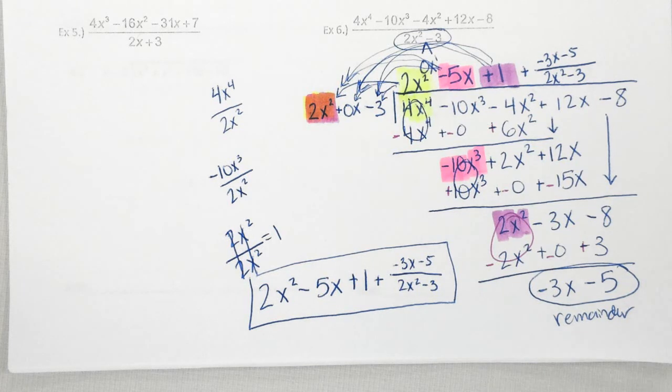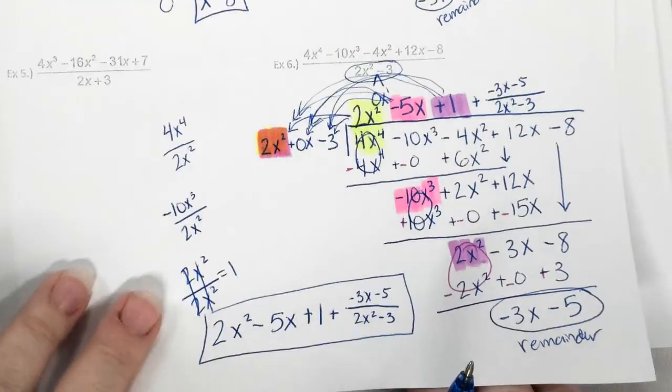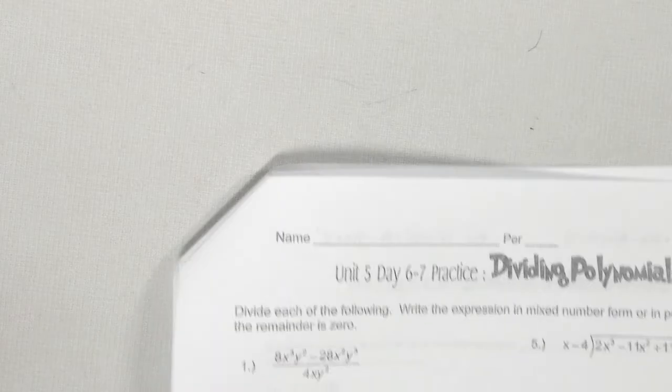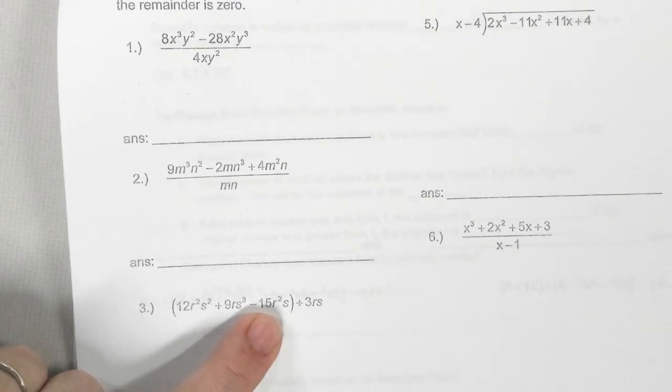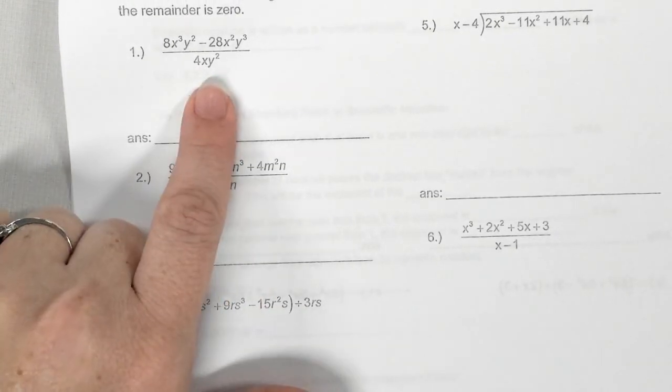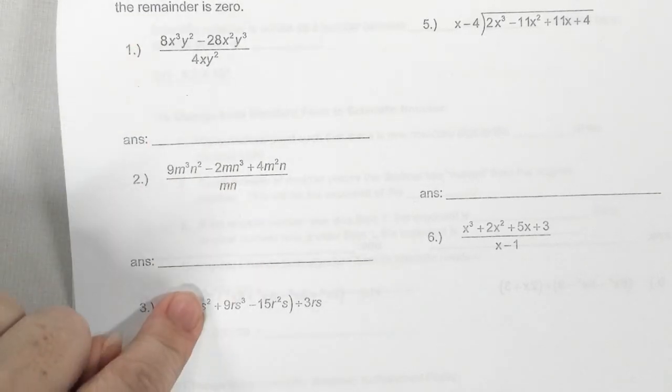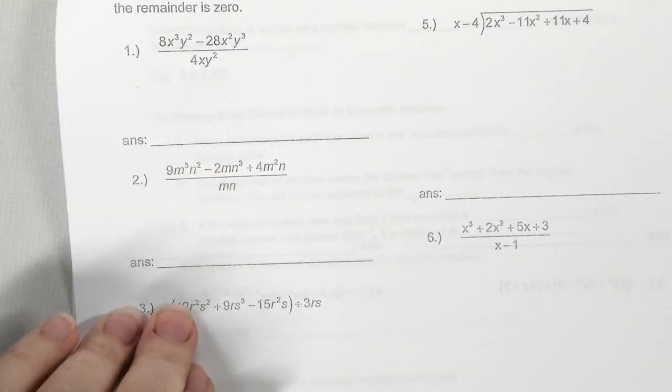Okay, on your practice. Number 1, 2, and 3. I'll put this back up here in just a second. Number 1, 2, and 3, what do you notice about your denominators? They're monomials. Do you have to do long division on those? No, so don't stress out on those, yes?